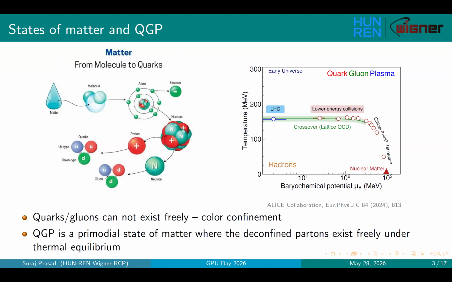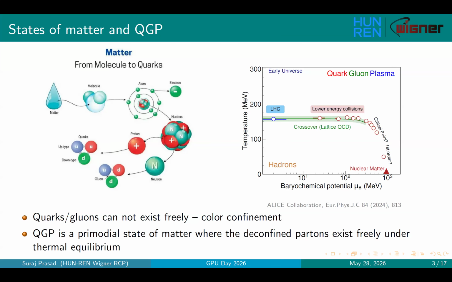So as you already know, matter is composed of molecules and atoms. Each atom has electrons and a nucleus. The nucleus has protons and neutrons, and inside protons we have quarks and gluons. Under normal circumstances, quarks and gluons cannot exist freely because of the property of QCD known as color confinement. But if you heat it up to a threshold, you obtain a localized volume.